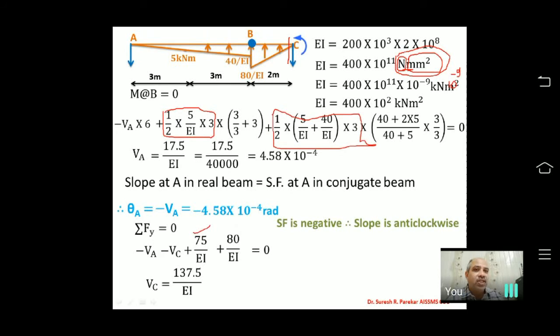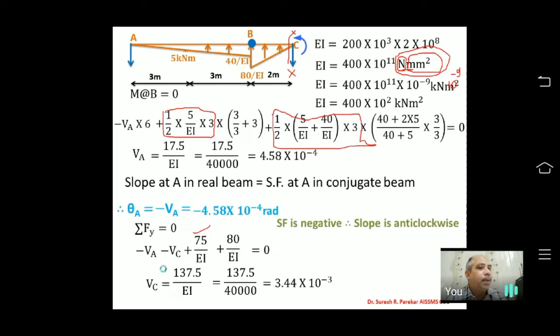If I consider a section here, so considering section XX just to the left of C, and we are considering the right part, so downward on the right side will be positive. So I have shear force as positive, and as shear force is positive, definitely we are going to get this as clockwise. So you can see theta A we have calculated by dividing it by 40,000, which is the value of EI, and that gives me the value of theta B as 3.44 × 10^-3. As shear force is positive, therefore slope is clockwise.